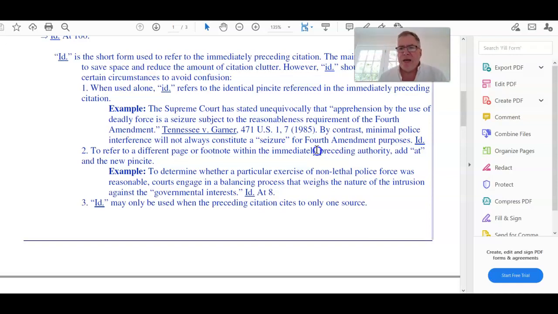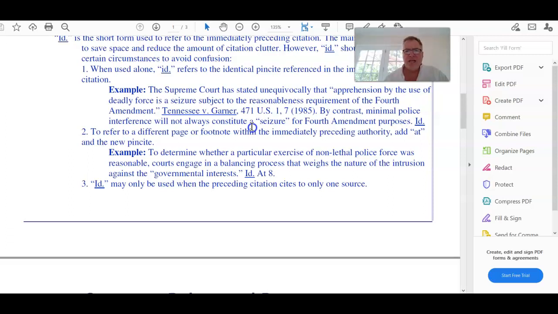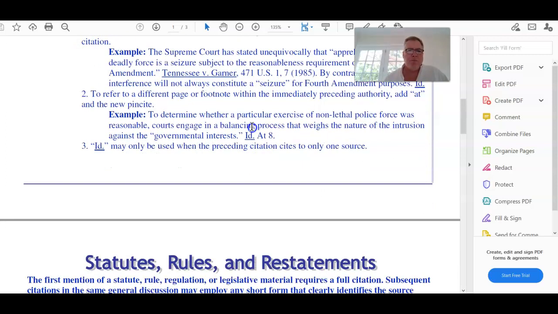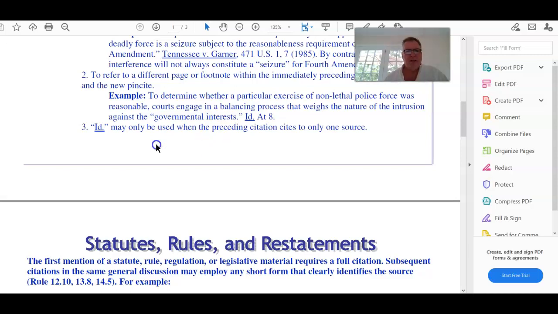But the important thing to know about id is it only is used when you are talking about a citation that occurred in the very prior sentence. Otherwise, it can be confusing. Obviously, if you use id 5 paragraphs down to refer to Garner, and you've cited 3 or 4 different cases, the reader won't know what id is referring to. So we always use id in the next sentence, right? All right. Right here it says id. Okay.